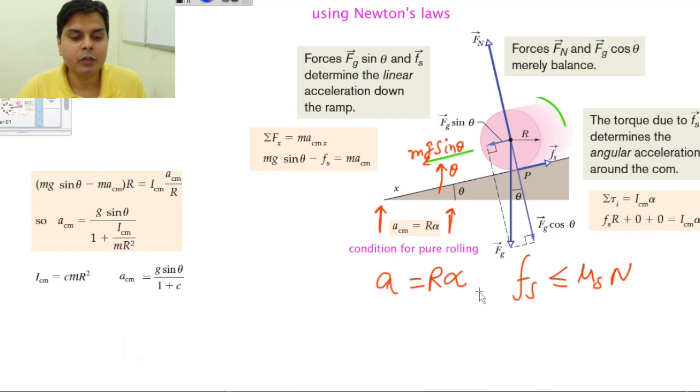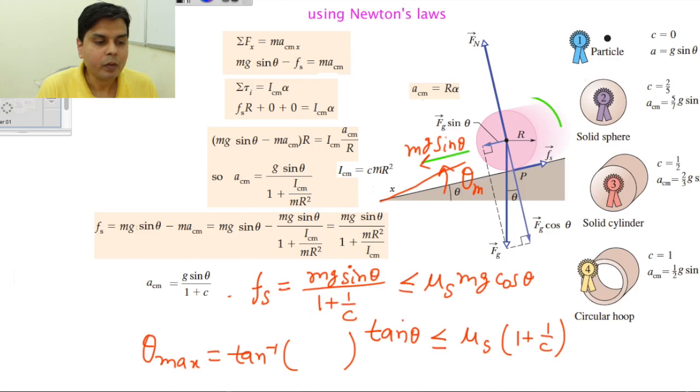The only thing which is causing this alpha is fs, and there is a limit to this fs. This fs will say that okay, now I am fed up, I am not going to increase this alpha any further, I have exhausted my limit, you better start slipping now, I am not going to stop you from slipping, because your a has increased beyond a point. This a depends upon mg sin theta minus fs. So obviously this will increase, but ultimately this mg sin theta will start dominating. So there is a theta max, and if you go beyond this theta max, you will start getting slipping.